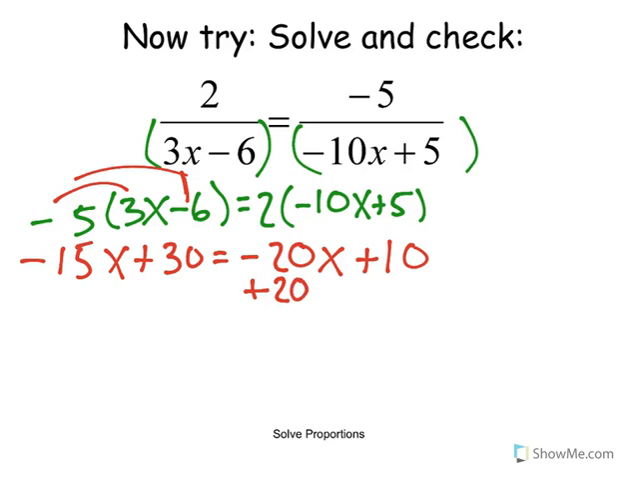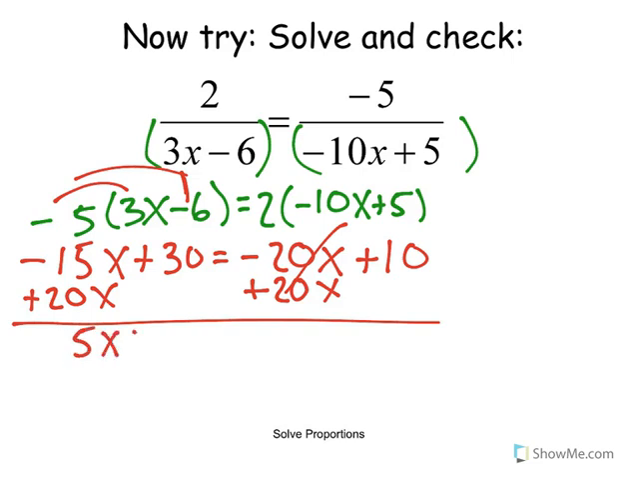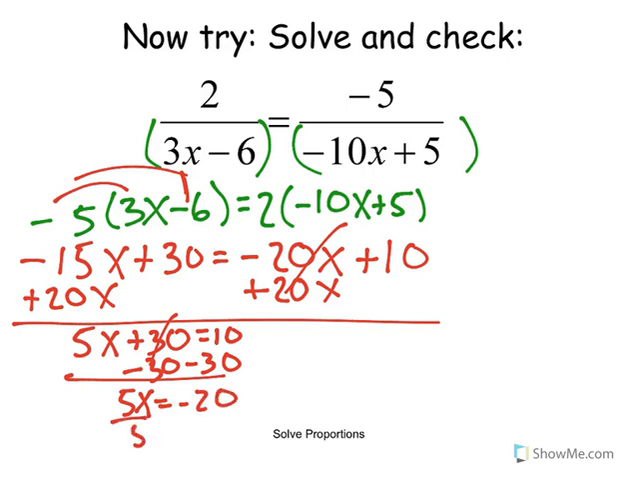And then it's your choice. Most of us probably eliminated the smallest variable term by adding its opposite on both sides, which is positive 20x. I'm going to add negative 30 on both sides, which should give us 5x equals negative 20. And if we divide both sides by 5, we're looking at x equals negative 4.